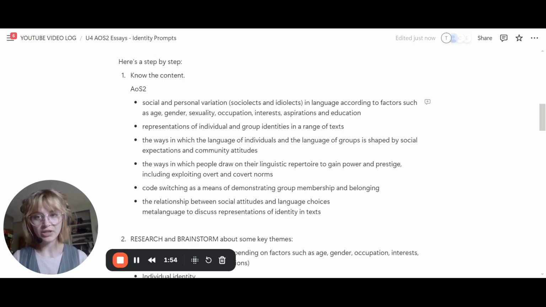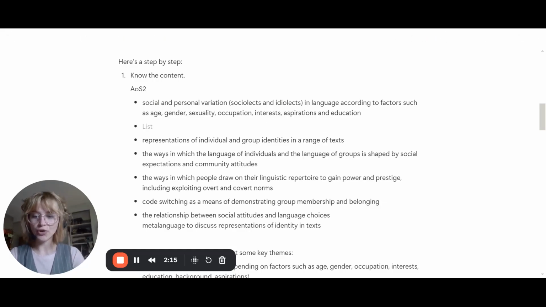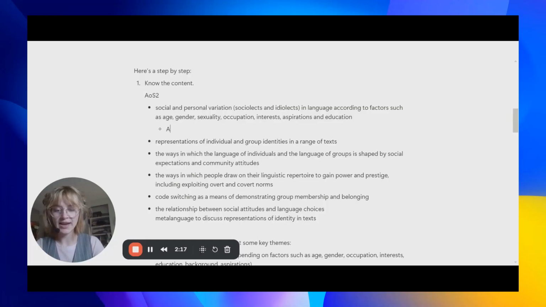So for the first one, social and personal variation, i.e. sociolects and idiolects, idio meaning personal or own and social meaning social, in language according to factors such as age, gender, sexuality, occupation, interests, aspiration, and education. So those are the 7 features that are listed specifically in the study design and are therefore definitely worth having a look at. So number 1, let's look at age.